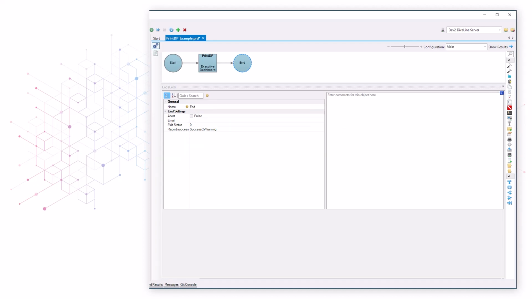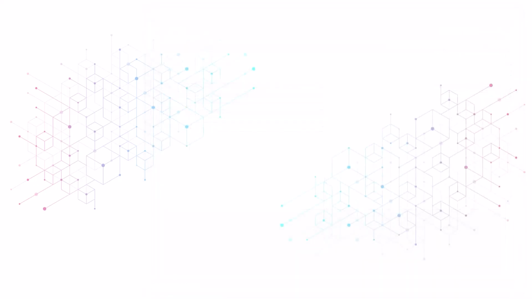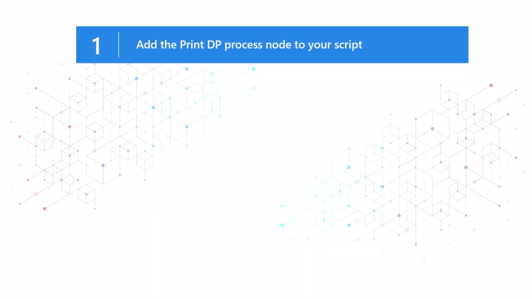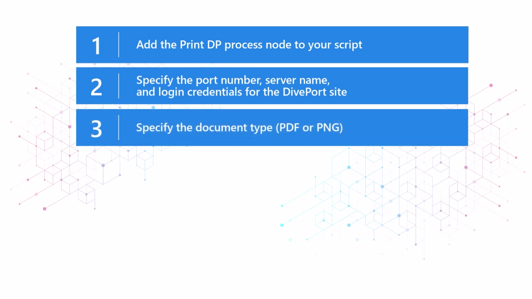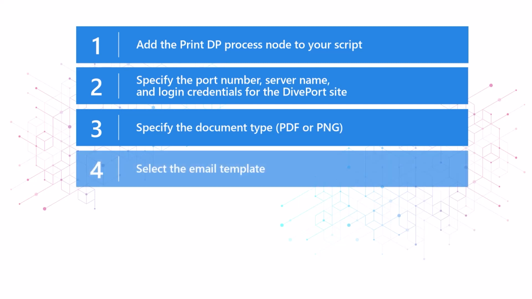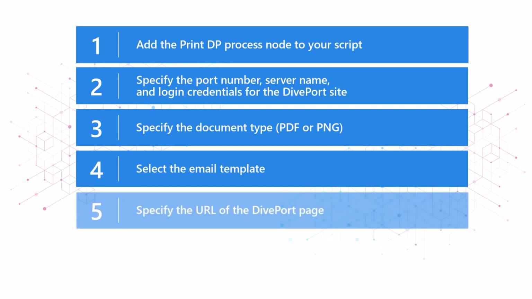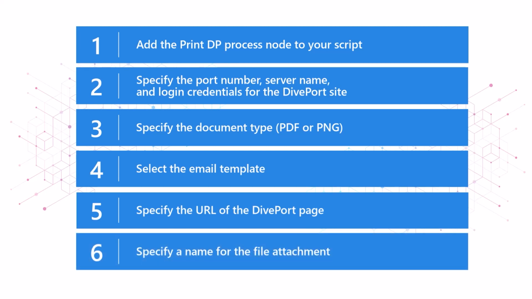So that's how you automate the emailing of a DivePort page. You add the Print DivePort Page process node to your production script. Specify the port number, server name, and login credentials for the DivePort site that contains the DivePort page you want to save. Specify the document type you want to create, PDF or PNG. Select the email template you want to use to generate your email. Specify the URL of the DivePort page you're saving as a file, and specify a name for the file attachment.